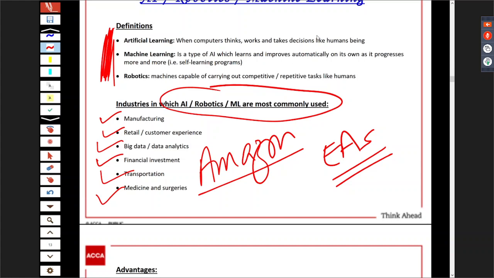Siri in iPhone. Oh, that's a good one. Siri in iPhone. Yeah, yeah.